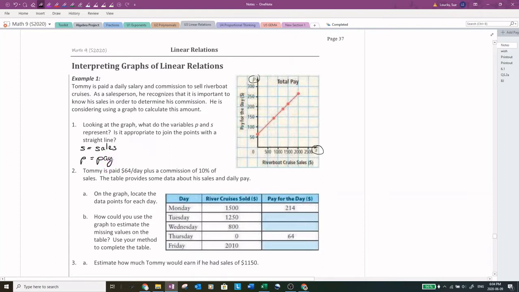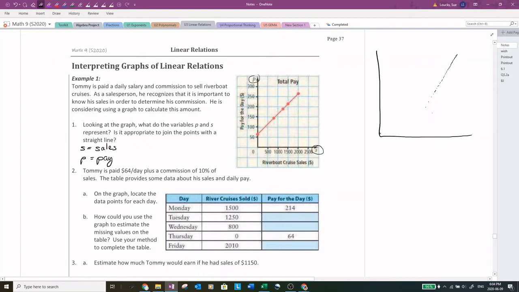Okay, question: is it appropriate to join the points with a straight line? Now that doesn't always have a simple answer, so I want you to think about this. Any line is actually a series of dots. If I do it straight, I can make a straight series of dots. And then when my dots get further apart, it doesn't look so much like a line anymore.